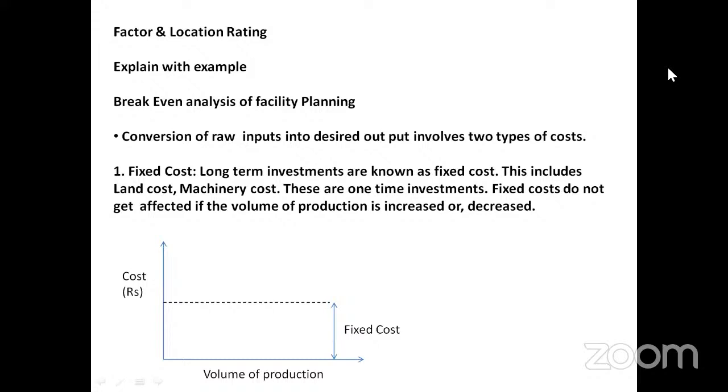The fixed cost do not get affected if the volume of production increases or decreases. Whatever is the volume of production, the land cost will not increase or decrease. It will be same. So here, this is volume of production along the x-axis. Y-axis is the cost. This parallel line, this is fixed cost. Irrespective of the volume of production, the cost remains the same throughout. It won't change. So that is what is fixed cost.